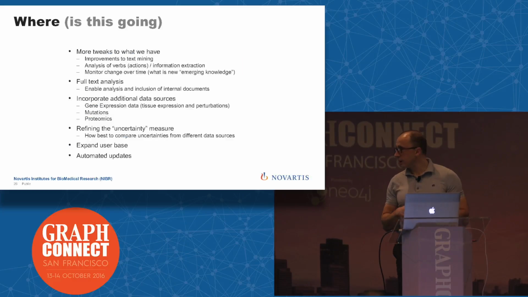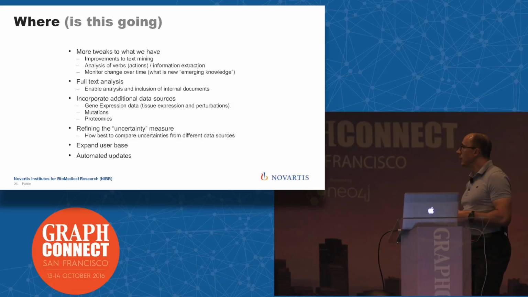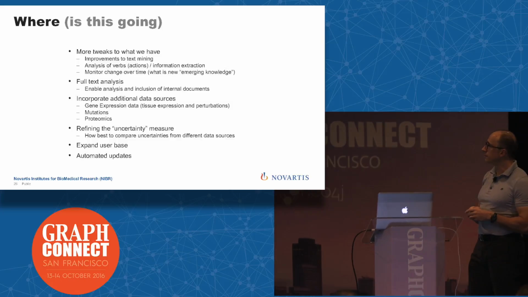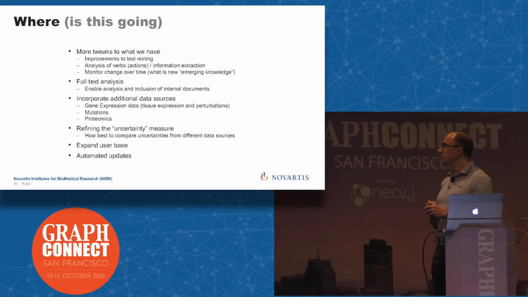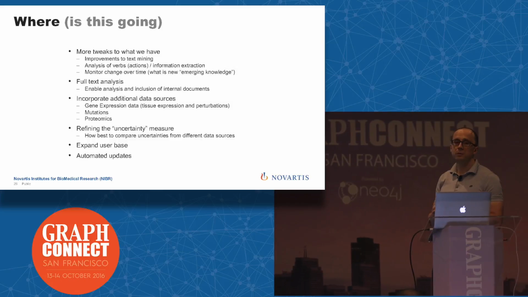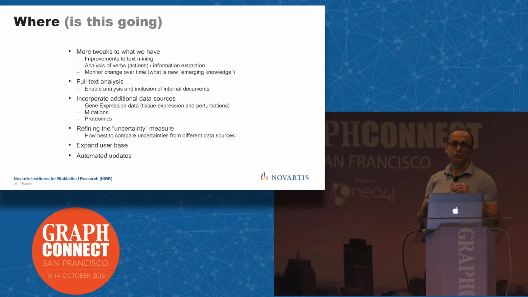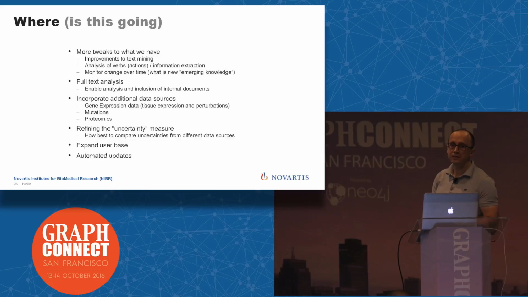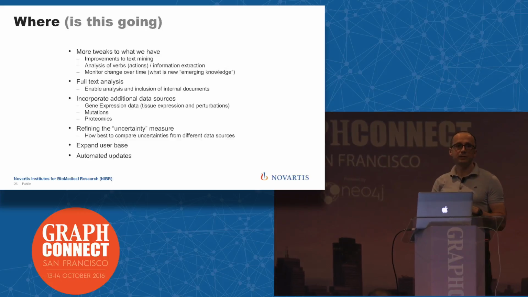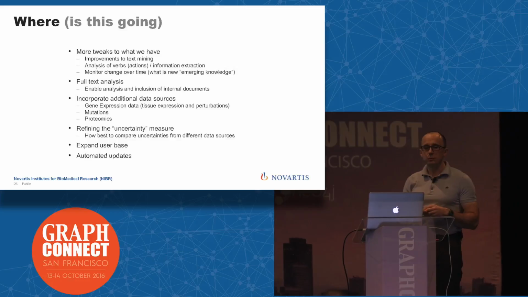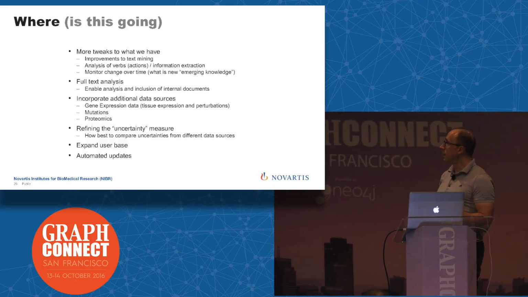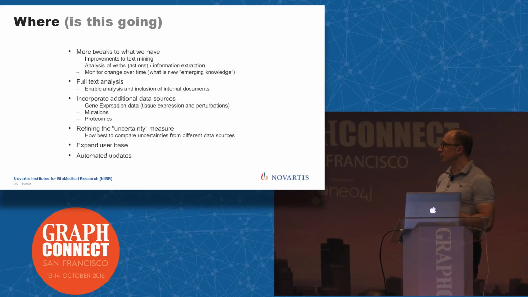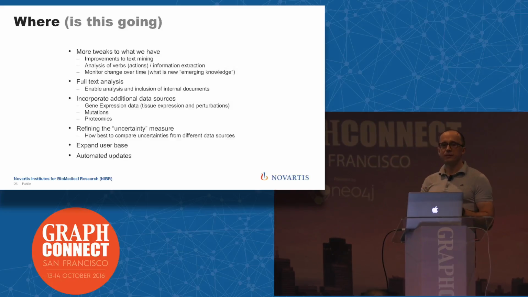So where is this going? I just have here a list of things in the short term that we're trying to do with this, and some of the things I glanced over a little bit. We're trying to do a better job with the text mining. We have now started doing full text analysis, not just abstracts, mostly for purposes of data mining internal documents. And also this concept of uncertainty, it was kind of like, we just take this threshold, and there's a couple of things where we should be a little bit more rational.